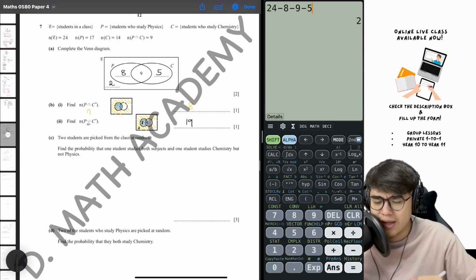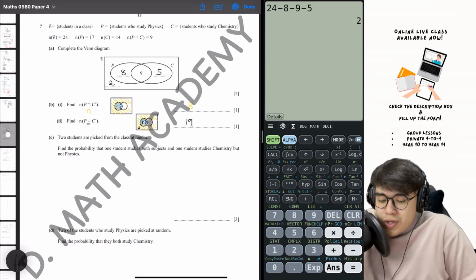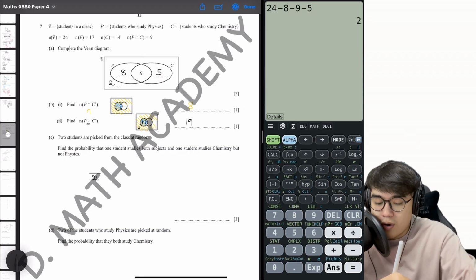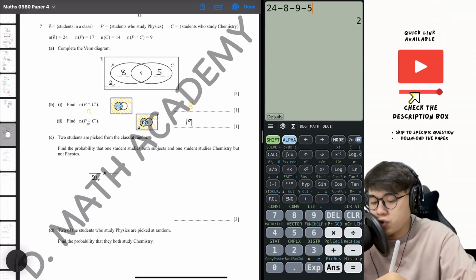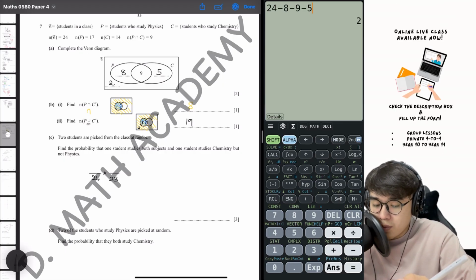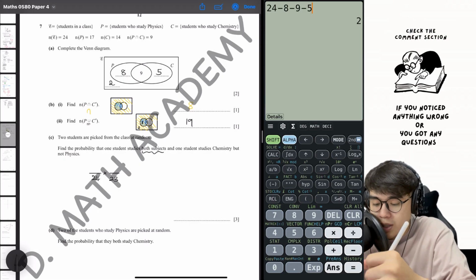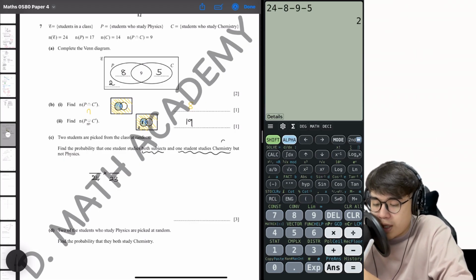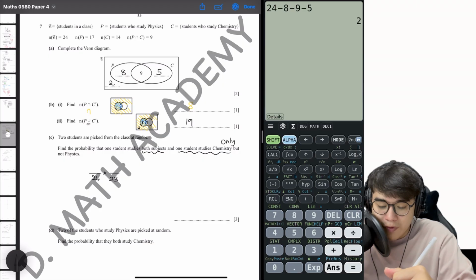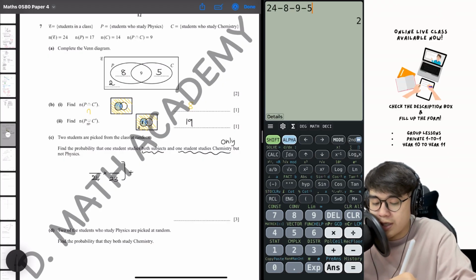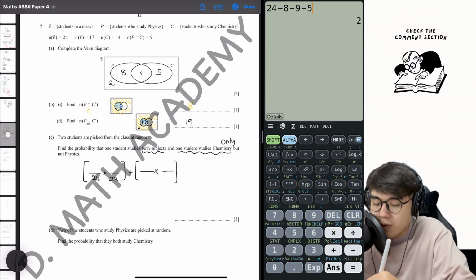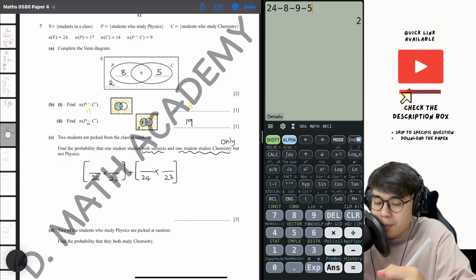Okay, again, probability. 2 students are picked from the class at random. So the class will have 24 of them. Because it's about students again, non-replacement rule. One is from both subjects and one is chemistry only, because they say not physics. The common trap in this question is that they didn't mention who comes first or who comes next. They are not following a specific order, so we need to consider the possibility here.